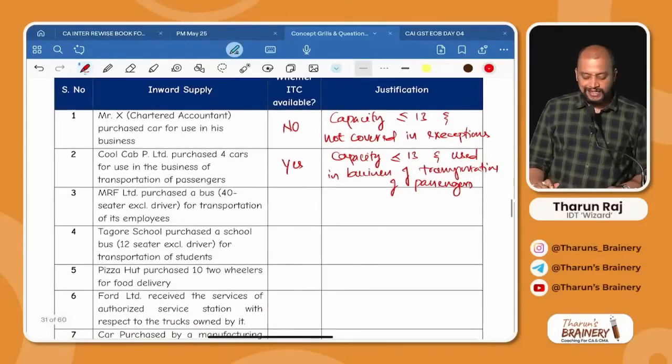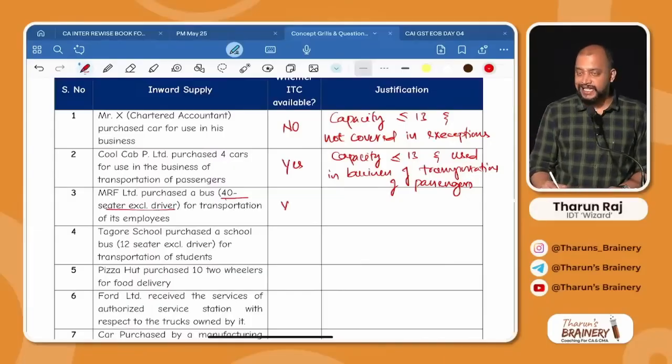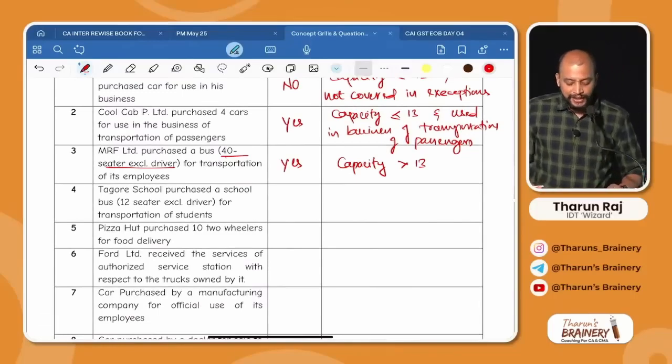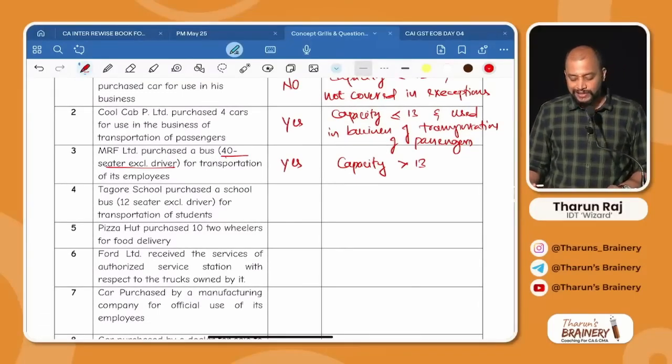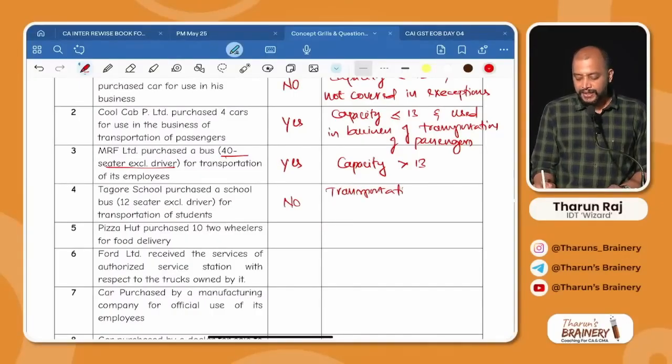Next, MRF Limited purchased a bus 40-seater excluding driver for transportation of its employees. Whether ITC available? Yes. Why ITC available? Because the capacity exceeds 13. Tagore School purchased a school bus 12-seater excluding driver for transportation of students. What is your answer? No. Why? Outward supply is exempted. Very good. Transportation of students is exempted. When our outward supply is exempted, we cannot take ITC on inward supply.